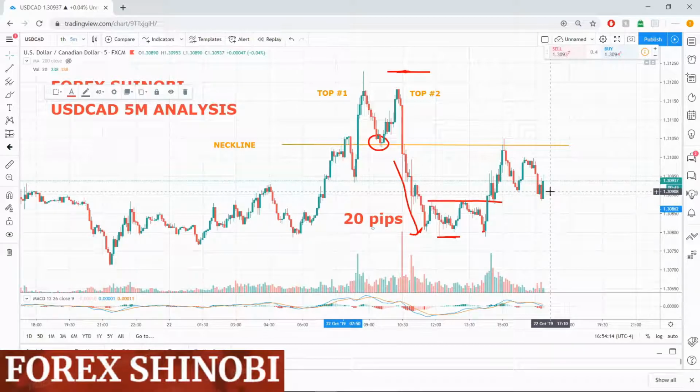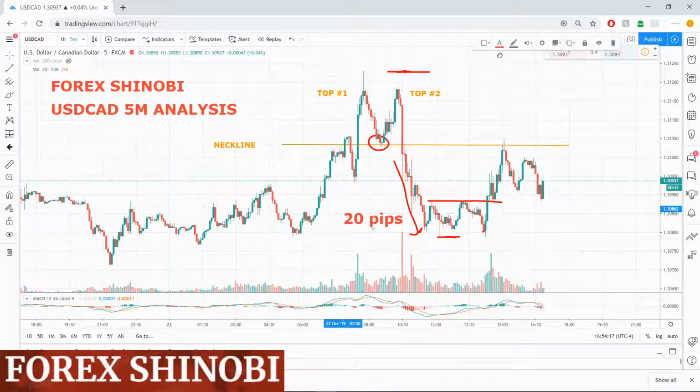I'm still very bearish on the USDCAD long term, but we'll see what happens.